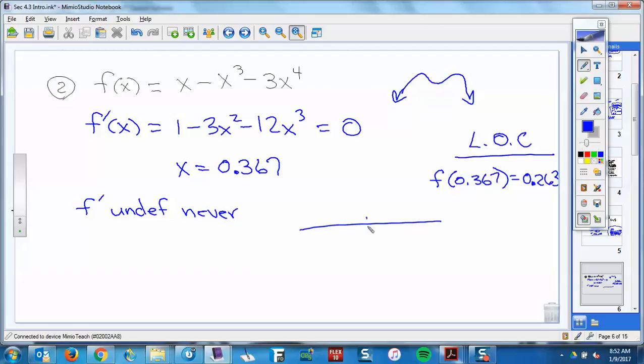I'm going to use a local argument and then convert it to a global argument. So what I would do in this problem is I would put 0.367. I would do my f prime. And now remember, we're plugging into f prime, not f, right? I would take some number here, and some number here, and plug those in. So when you plug in a 0, what do you get? Which is positive. And you plug in a 1, you get 1 minus 3 is negative 2. Negative 2 minus 12 is negative 14. Okay? So what does that tell you?